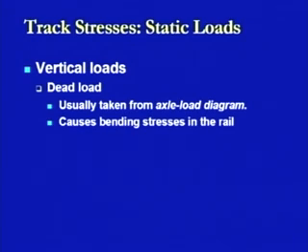Usually, this is taken from the axial load diagrams which are prepared for the different types of locomotives or types of wagons. Because of these loads, the bending stresses are induced in the rail sections. We have seen in the previous diagrams, when we discussed the relief of stresses, that a load causes the maximum positive bending moment at the rail seat and a maximum negative bending moment at some distance away from the point of application of the load. So, that is the bending stress being induced.